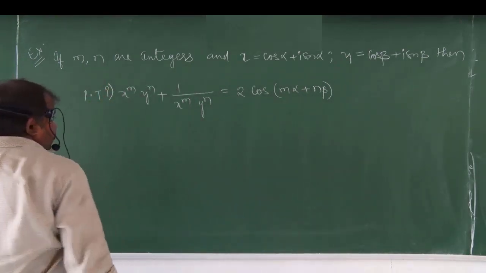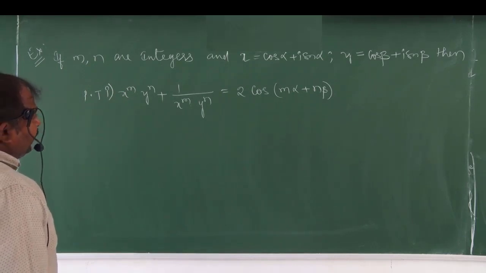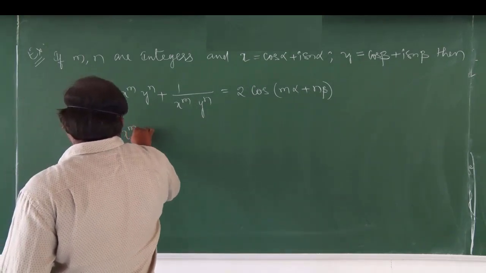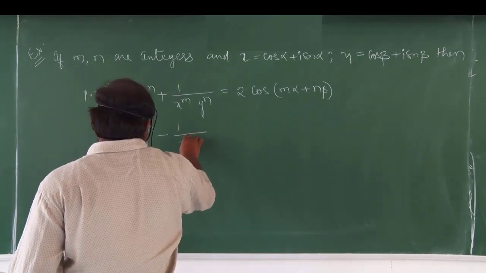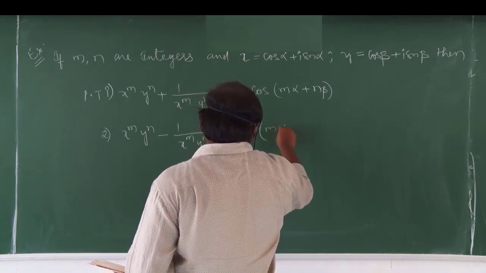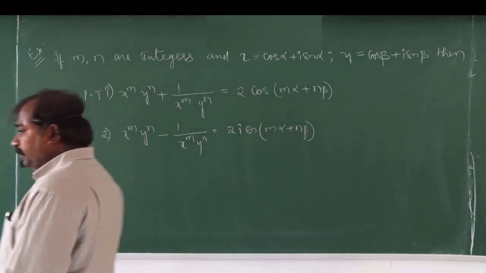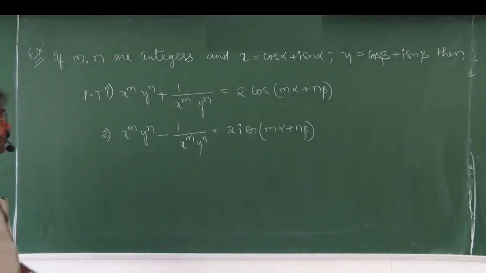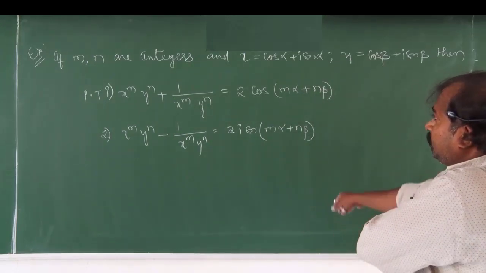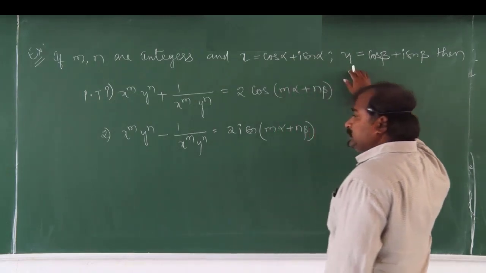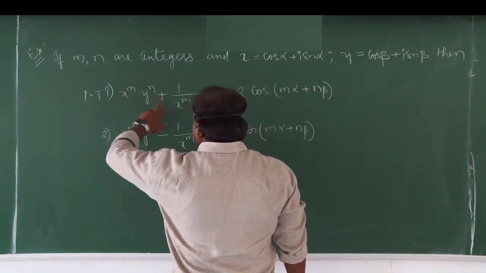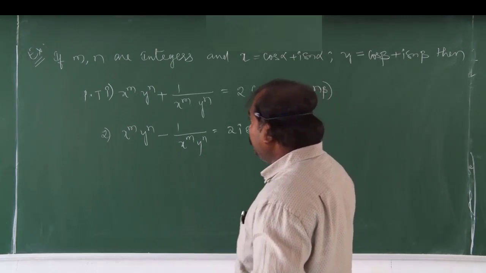Prove that the first bit is x power m into y power n plus 1 by x power m y power n equal to 2 into cos of m alpha plus n beta. Second bit, x power m y power n minus 1 by x power m y power n is equal to 2i sin of m alpha plus n beta. This is the bit. So here m, n are integers, and x equal to cos alpha plus i sin alpha, y is equal to cos beta plus i sin beta. Then our aim is to show that this value equals this one and this value equals this one. Now listen all of you.